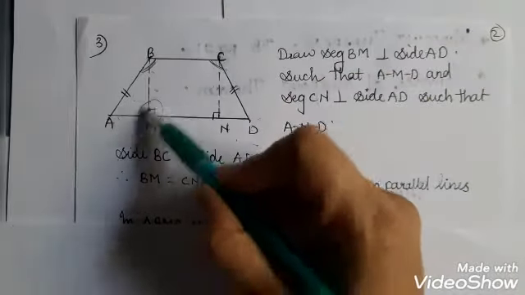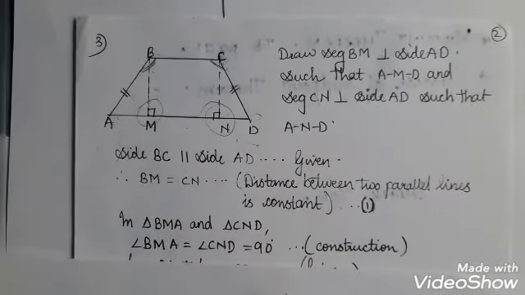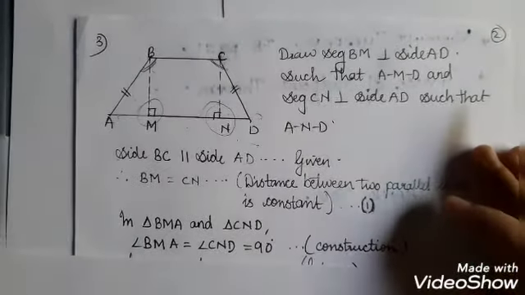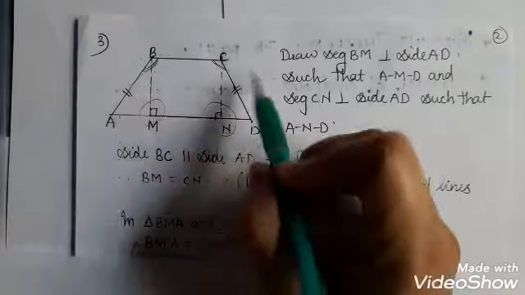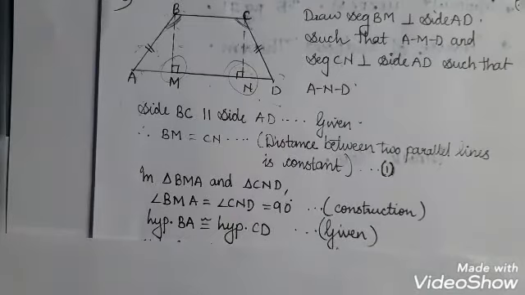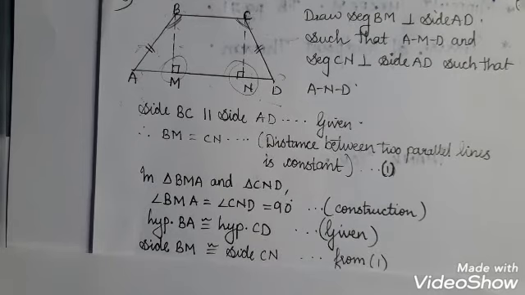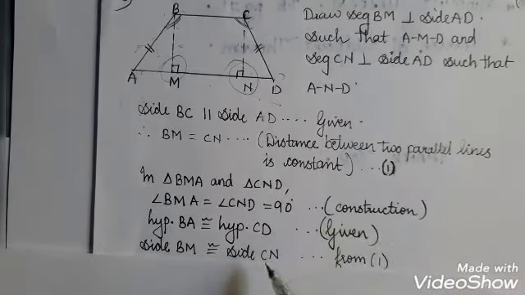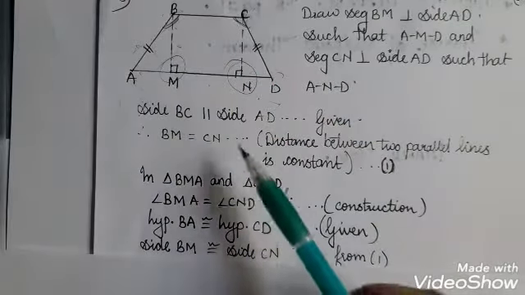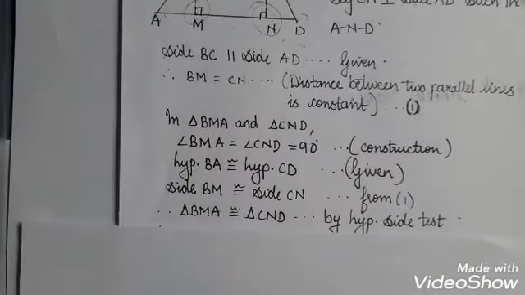Angle M is 90, angle N is 90, that means angle AMB and angle CND are also 90. That is by construction. Next, BA and CD both are congruent. Those are the hypotenuse sides of the right angles. So hypotenuse BA is congruent to hypotenuse CD, right? That is given to us. And the last one is BM is congruent to CN, that is from 1. So the two triangles are congruent by the hypotenuse side test.